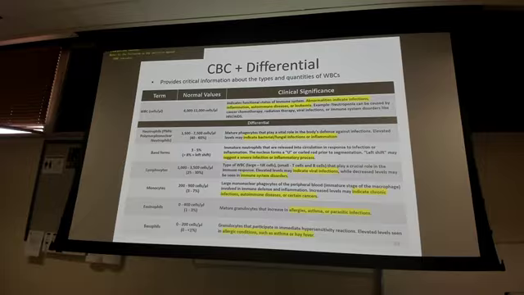This is just another version of what we already talked about. You just need to see it look differently. We will talk a little bit more about bands, and that's a shift to the left. Anytime you see a bunch of bands on a report, just know that there's something going on with your patient. They've got some type of blood loss or some type of hemolytic anemia going on because the bone marrow is pushing those immature RBCs out quickly.